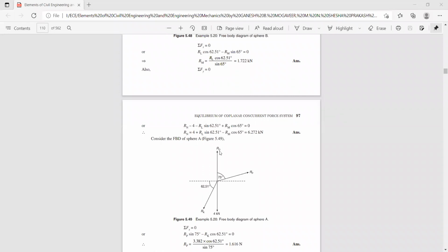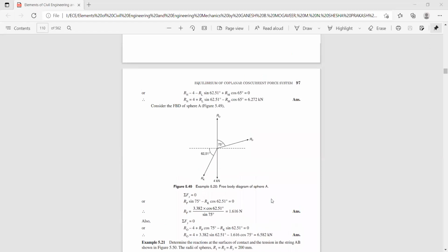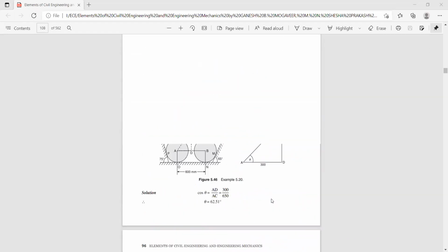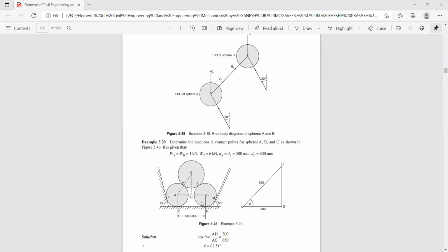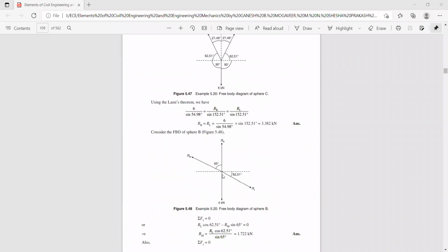So thereby you get the value of Ro. Now let us check. Sigma f of y is 0, Ro happens to be 6.582 Newton. Similarly, we have to find the reaction with respect to sphere B. So we have to find Rn, and RL you have already calculated. Now let us look at the free body diagram of sphere B. Now you have Rn, and Rn is acting like this.